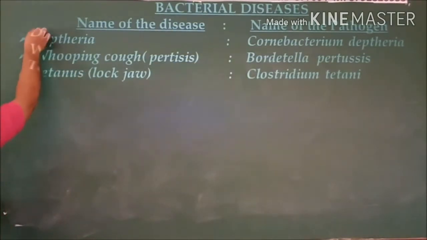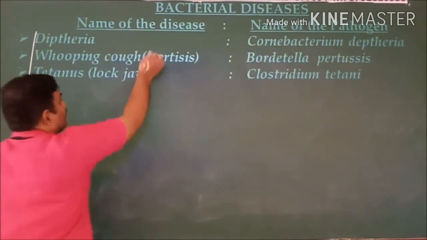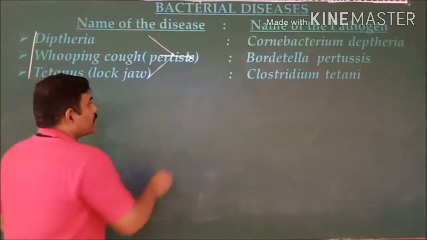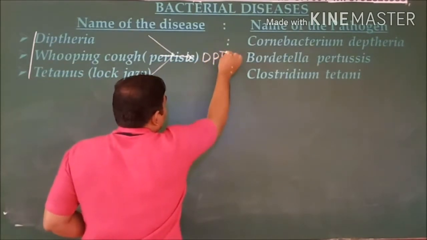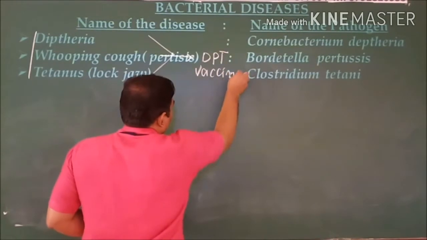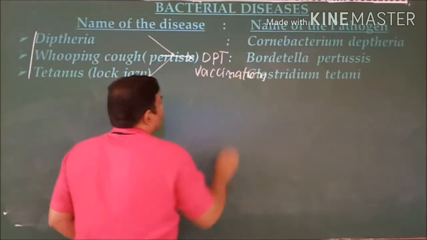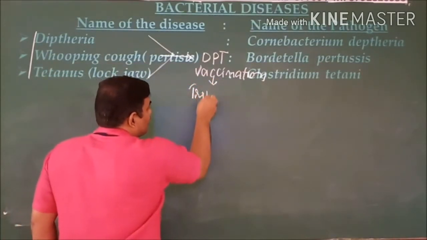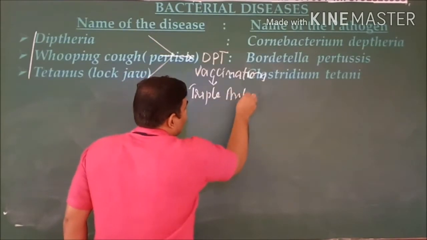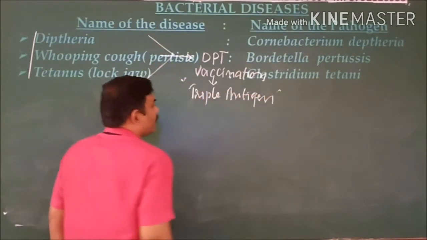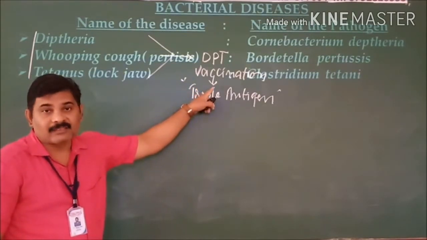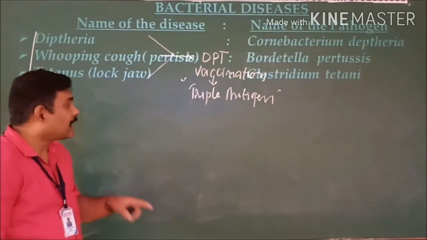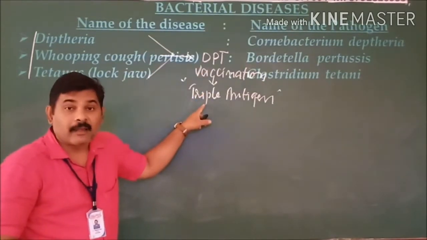And coming to these three types of diseases, in order to prevent them we have a single vaccination. The name of the vaccination is DPT vaccination. This DPT vaccination is known as triple antigen. Since the single vaccination is useful to us in order to prevent three different types of diseases, that is the reason why the DPT is known as triple antigen.